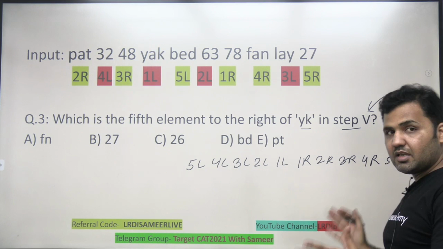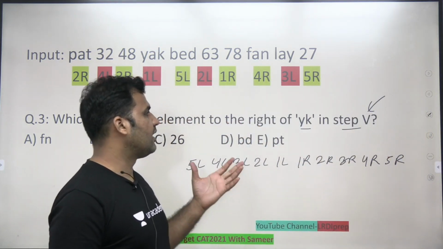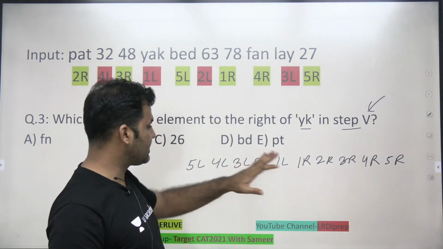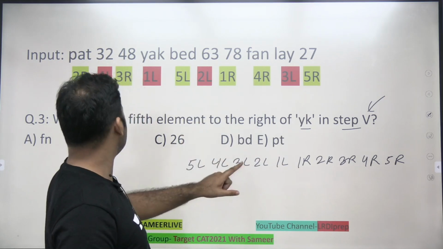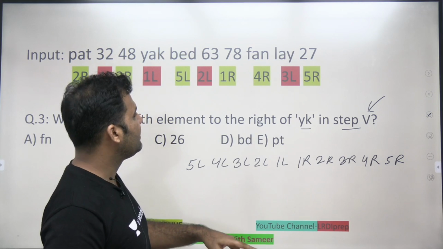Because this is how the elements are being arranged, and this is something that you need to observe from the initial directions, right? Where the steps are mentioned. This is something that you need to observe. Now I'm supposed to answer which is the fifth element to the right of YK in step 5.